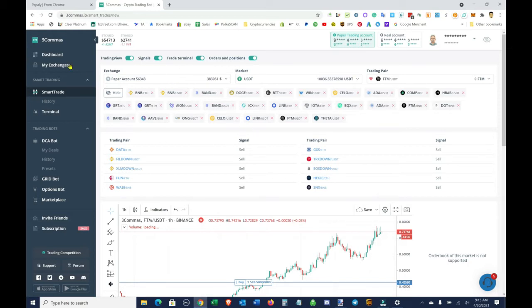First of all, inside of 3 Commas, over here you'll connect your exchange, and then what I'm going to be using is the Smart Trade. I do want you to see that I'm using a paper trading account, so these aren't my numbers. What you're going to do here is click the exchange that you want to trade on, and in this case we're going to use FTM and USDT.